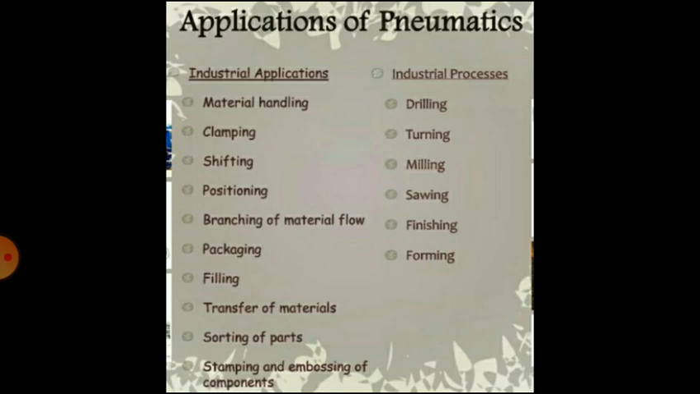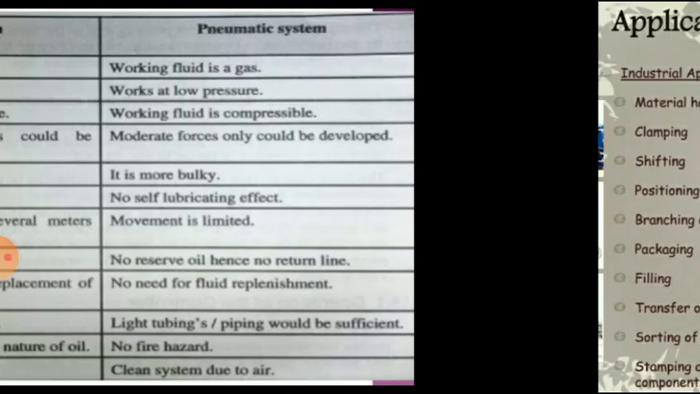Then applications of pneumatics, industrial applications. It is used for material handling, clamping, shifting, positioning, branching of material flow, packaging, filtering, transfer of materials, sorting of parts, stamping, embossing of components. And industrial processes involve drilling, turning, milling, sawing, finishing and forming.